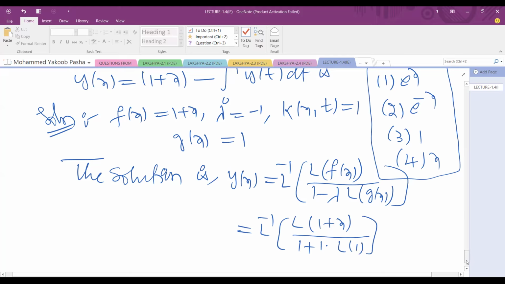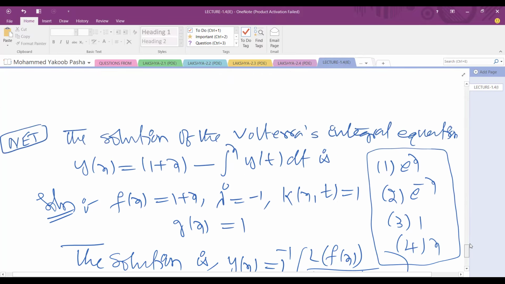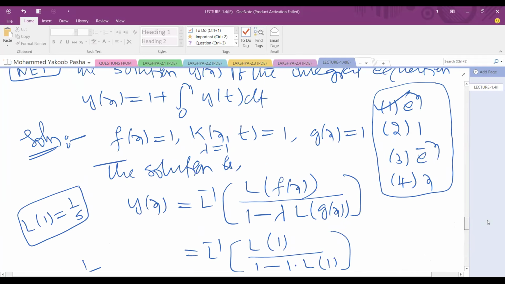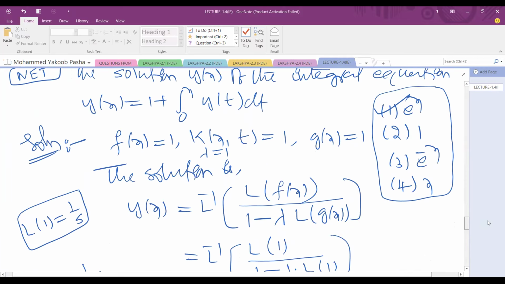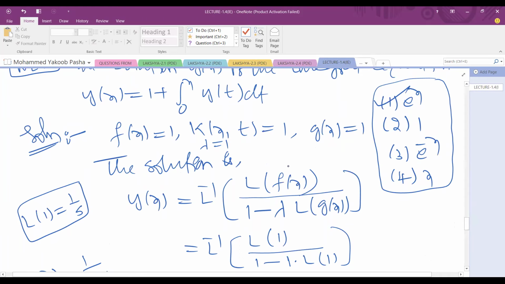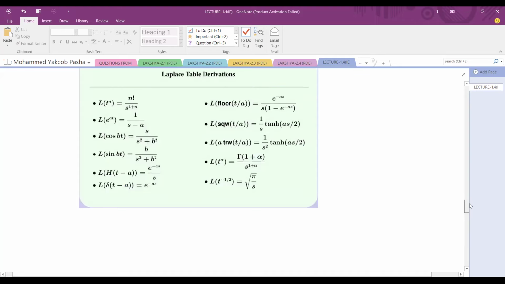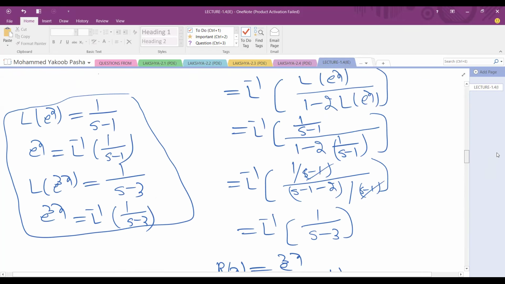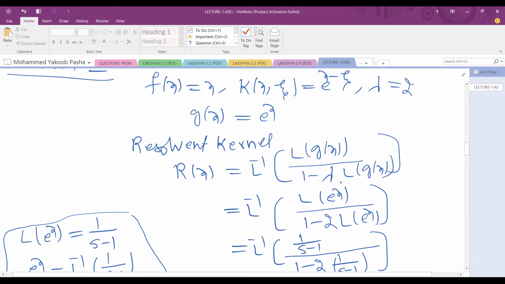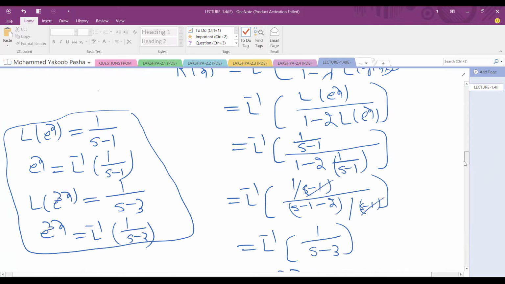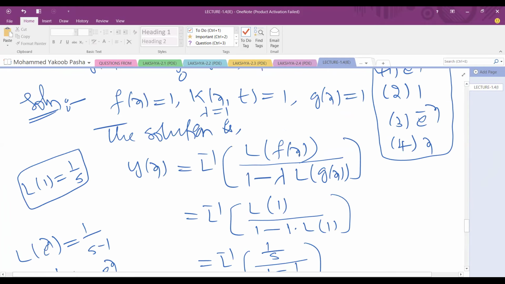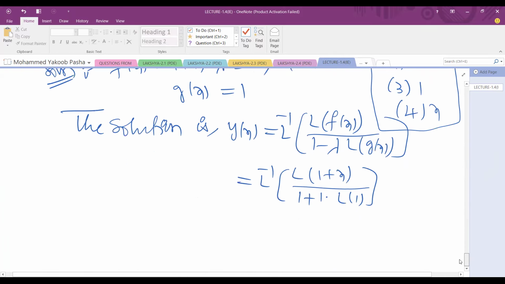Okay, so here, sir, for the first problem also consider L of g of x by 1 minus lambda of L of g of x. Yes, the first problem, sir. Okay, sir, tell me. L inverse of L of g of x by 1 minus lambda of L of g of x, for the resultant kernel. Look once at the resultant kernel: L of g of x by 1 minus lambda L of g of x. At the solution, in the numerator, f of x comes in the place of g of x, that's all. Here at the solution, L of f of x comes. The denominator is the same. L inverse of L of f of x comes. Okay, clear, sir? So here L of 1 plus x by 1 plus L of 1.